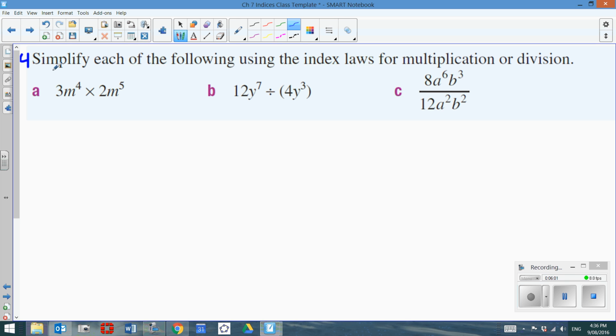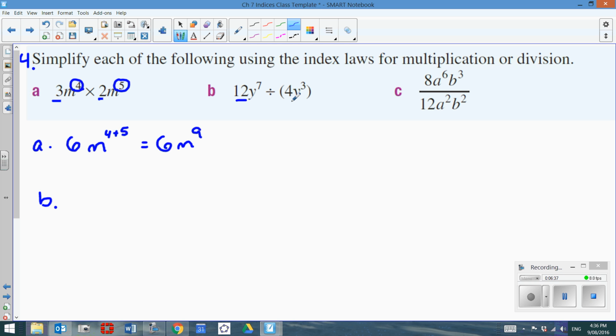So last but not least, our last example is going to be what we do when we have coefficients mixed with pronumerals, and I have to follow these same rules. Remember, our rules are only for the indices. So 3 times 2 is still 3 times 2, and I get 6. But my m has 2 different indices, and when I multiply, I add my indices. So 4 plus 5. So my answer will be 6m to the 9th.